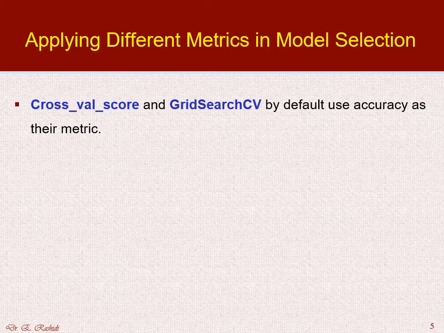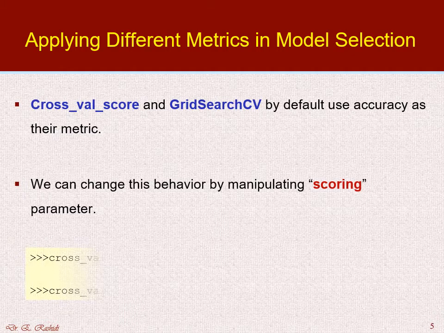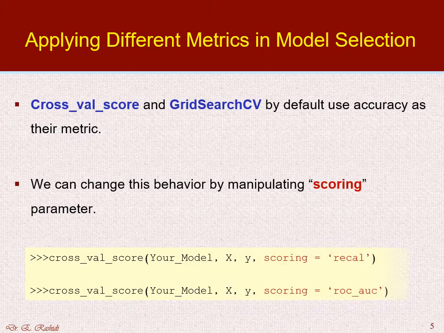So these two, cross_val_score and GridSearchCV, both by default use the accuracy metric as the default metric. How can we change that? Suppose that we want to use any other metrics such as F1 score or AUC ROC or recall or precision. It's actually very easy to do using Scikit-Learn. We can change this behavior of the metric by manipulating the scoring parameter in these two functions.